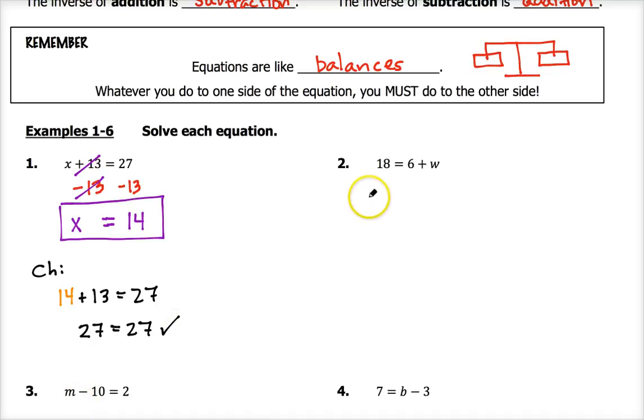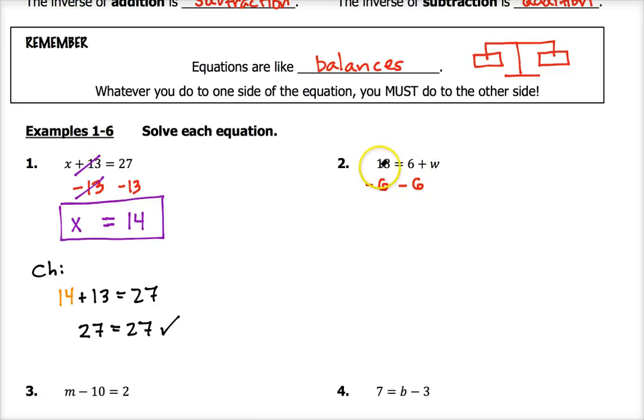Okay, let's look at number 2. This time our equation is 18 equals 6 plus w. This time the variable is on the right side of the equation, and so I want to focus on getting w isolated on the right side, and that means I need to find a way to get rid of this 6. Since we're adding w and 6, I can again do subtraction, subtract 6 from the right side to cancel out this positive 6 here. And to keep this equation balanced, I'll do the same thing on the left side.